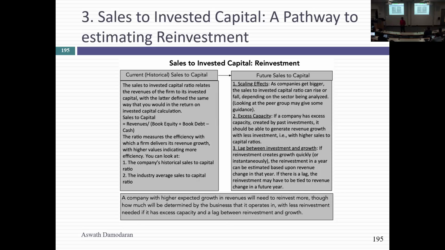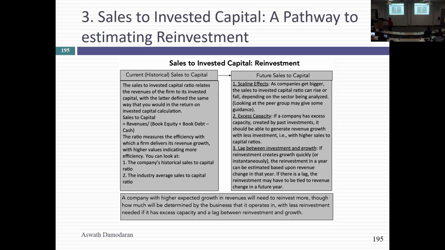Second, you're going to be looking at how much excess capacity you've already built in. And let's see why. Remember, the sales to invested capital basically is what you're investing to get revenue growth next year. But if you have excess capacity, you get a freebie, right? For year 1, 2, and 3, you might be able to grow with very little reinvestment. You're going to have $500 of revenues for every dollar of capital.